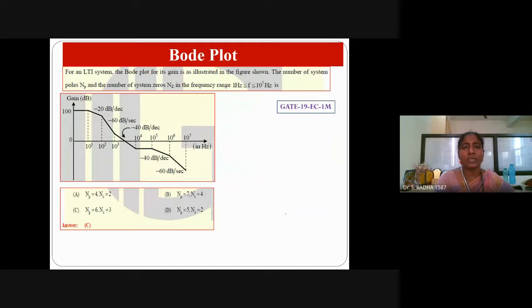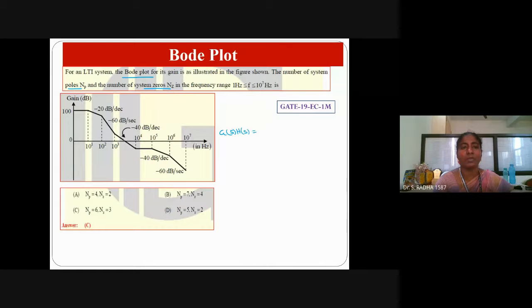What they are asking: a Bode plot is given. Find the number of poles and number of zeros. In the options, NP, NZ is given. NP means number of poles. NZ means number of zeros. So we will start by writing the general format of the transfer function, G of S, H of S.